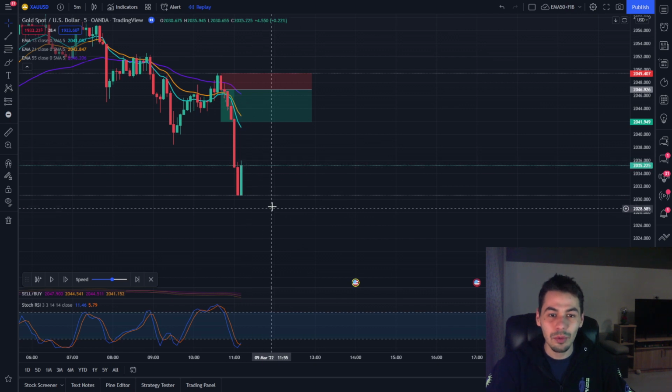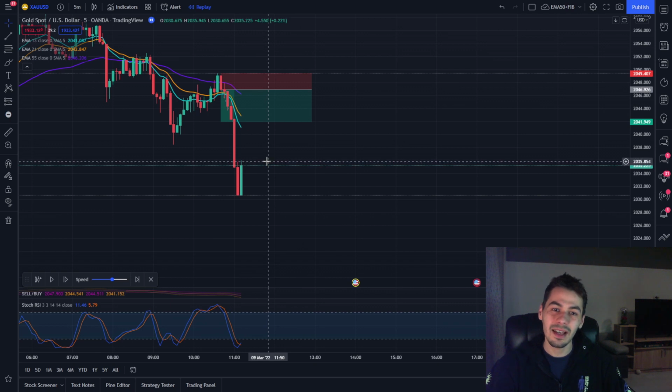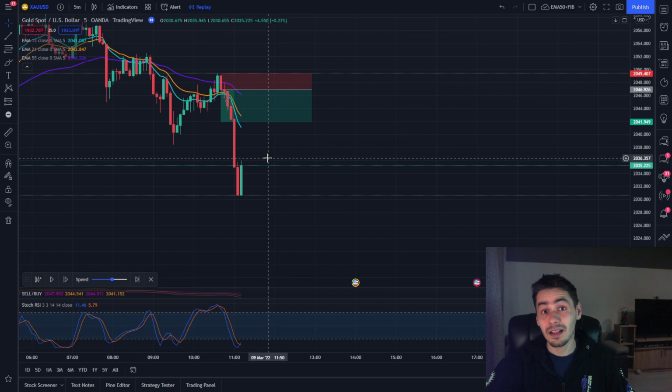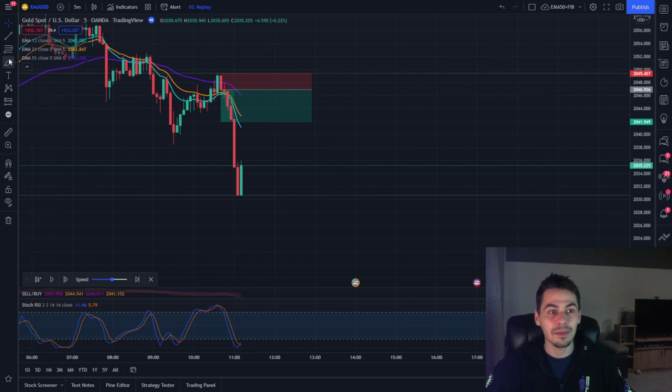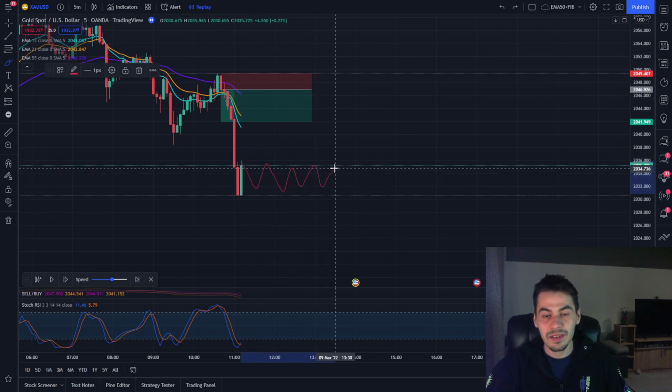What are we seeing now? The low hasn't been broken, but the previous candle's high has been broken. What does this tell us? Well, this tells us that we may have some ranging price action around this area. So we may have price doing something along these lines here.